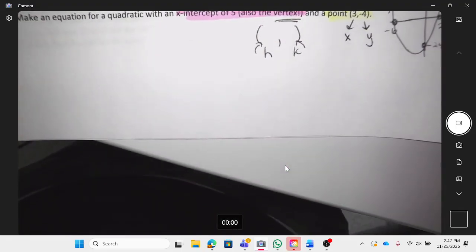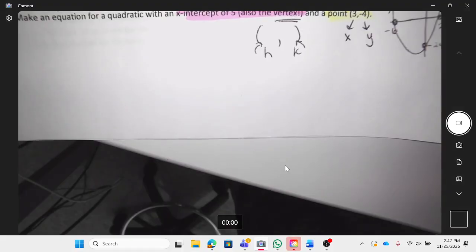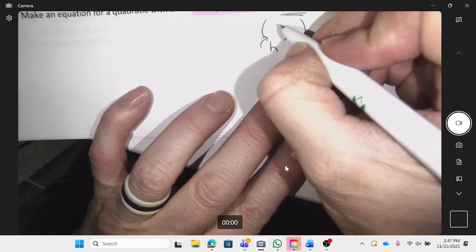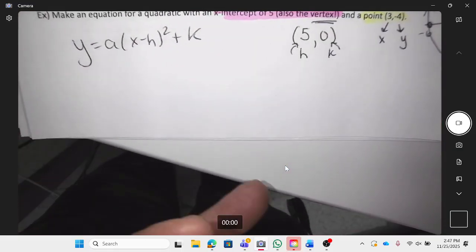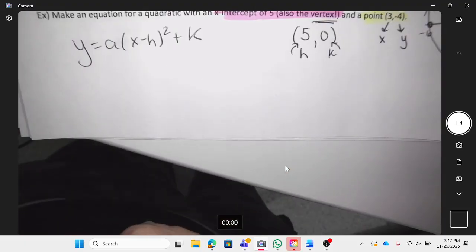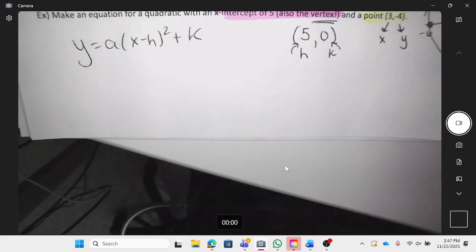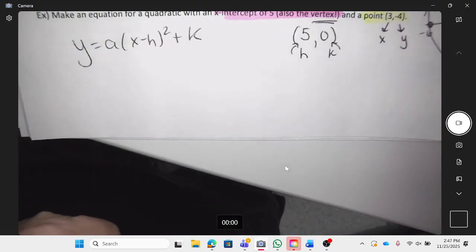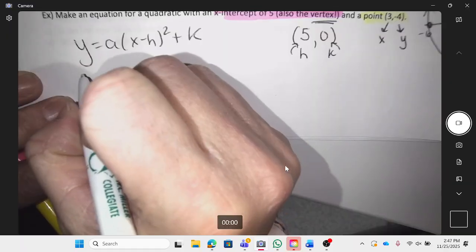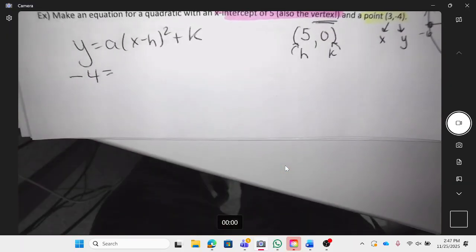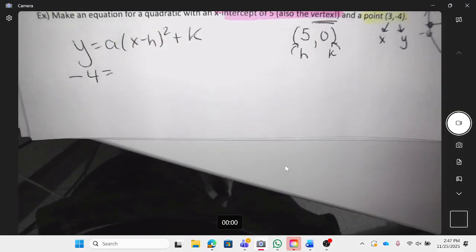Oh, but that's just an x-intercept of 5, so how do I actually write it as a coordinate? X-intercept? 5 and 0. All right, so I'm going to be following this format again because HK, that's my vertex stuff. All right, so now I'm going to go y, -4. A, that's the thing we don't know again, right?